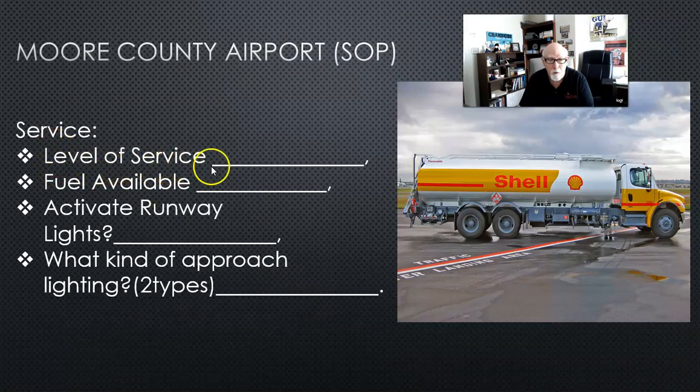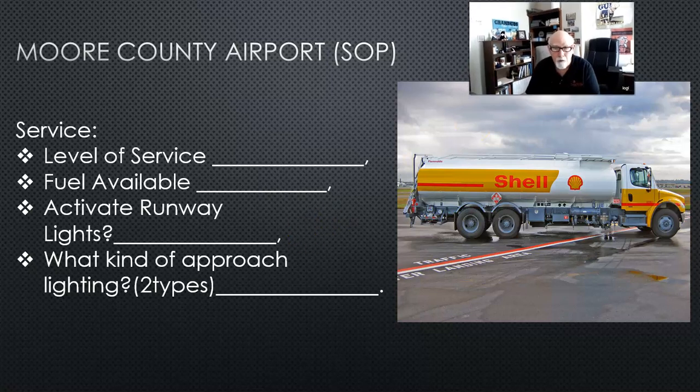This will also tell you the level of service for fuel and maintenance, the types of fuel that are available. How do you activate the runway lights? It actually tells you there. I'll tell you, you do it with radio clicks. 2 clicks activates it, 3 clicks makes it brighter, 4 clicks makes it brighter again. That's your runway lights at night.